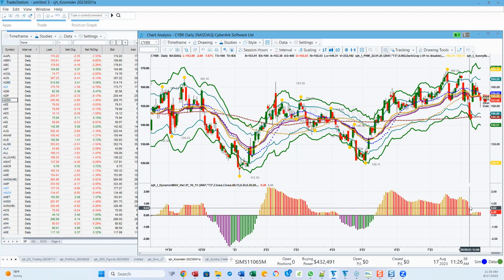On the histogram at the bottom, you can see that the bars got very short. That tells me that it's going to try to go down below and turn purple. So we do have more downside action on CYBR, according to my analysis.